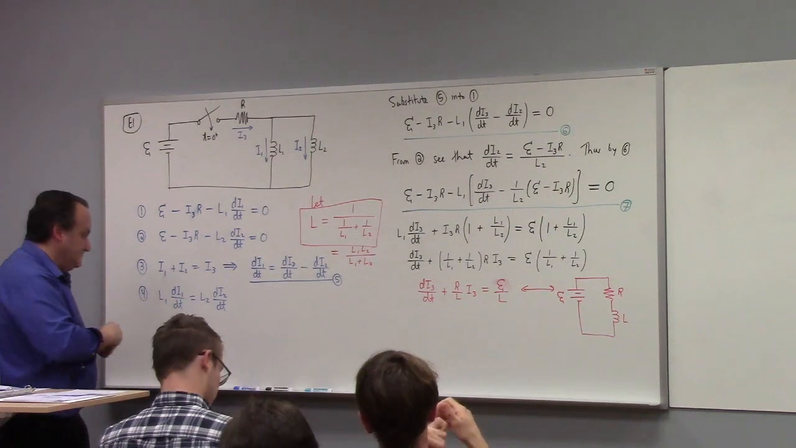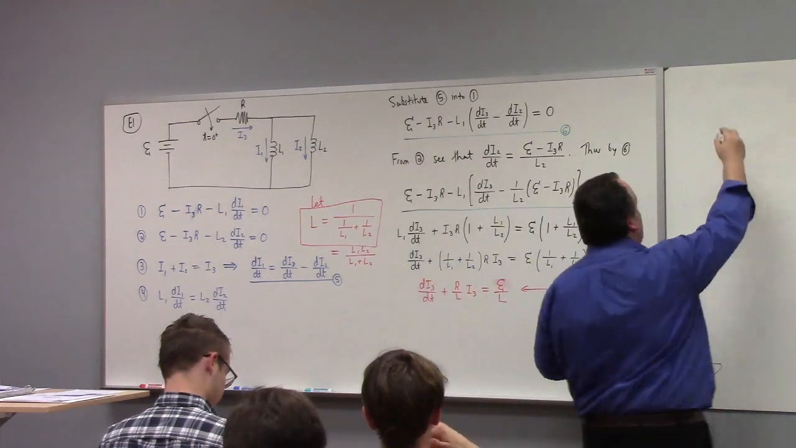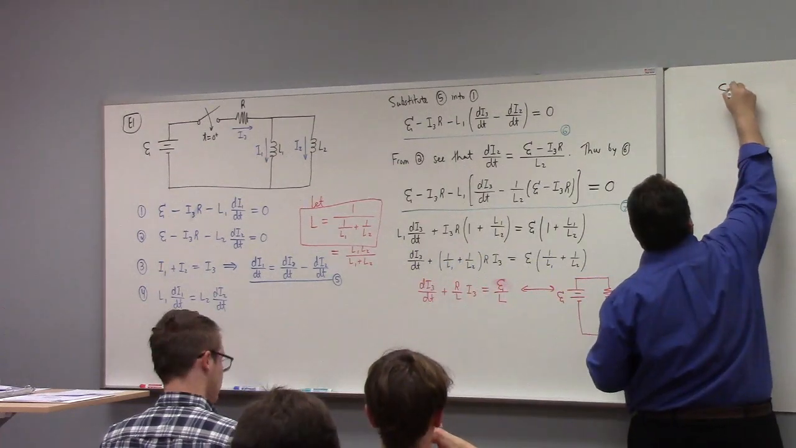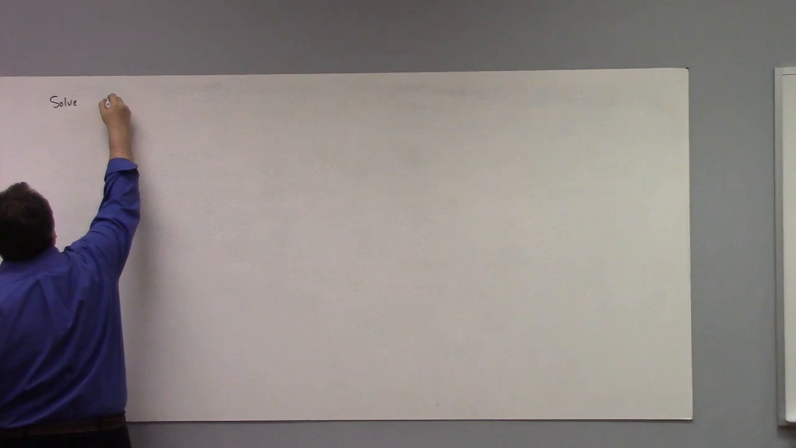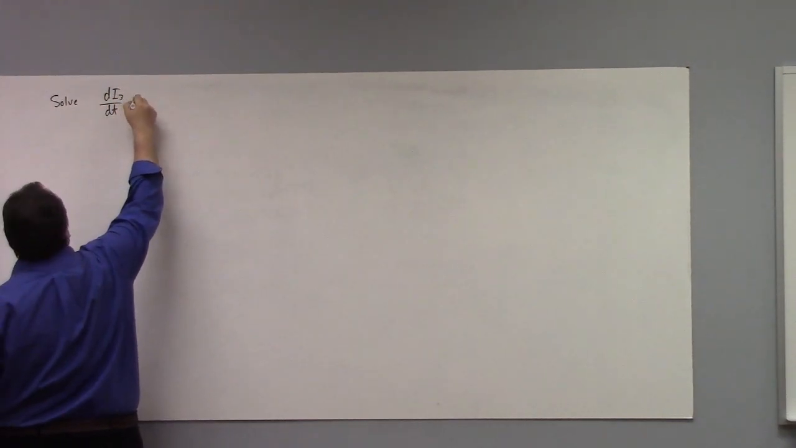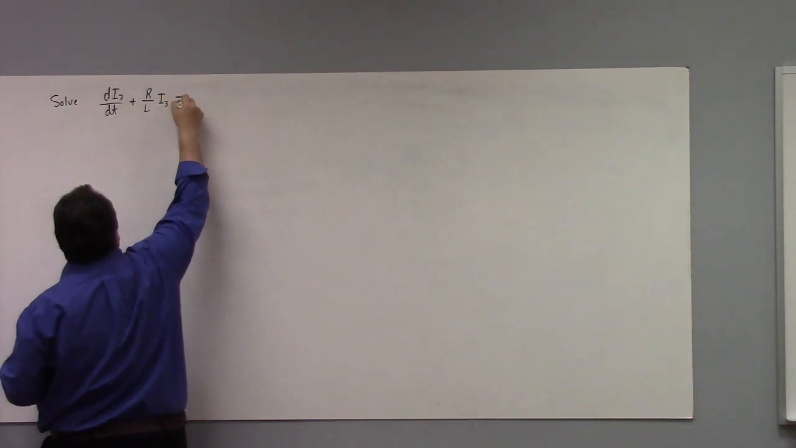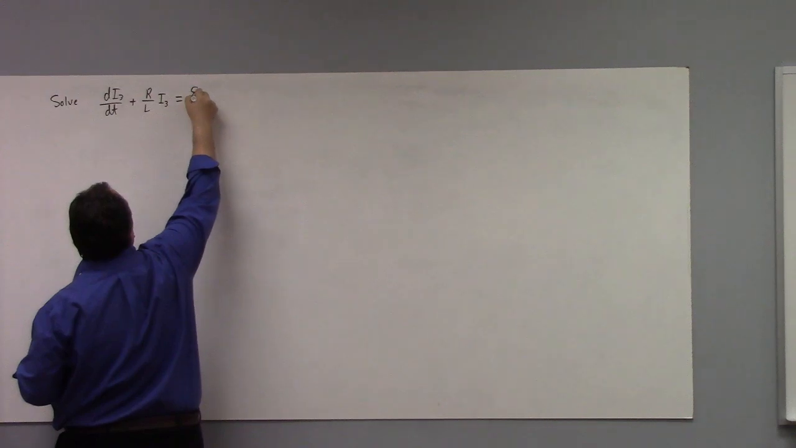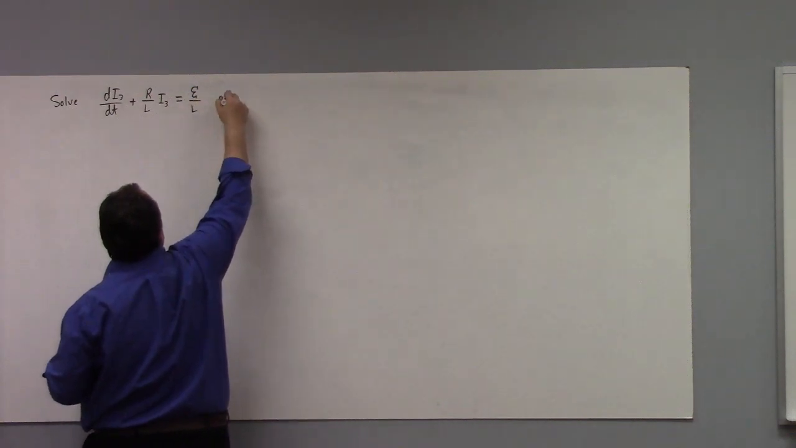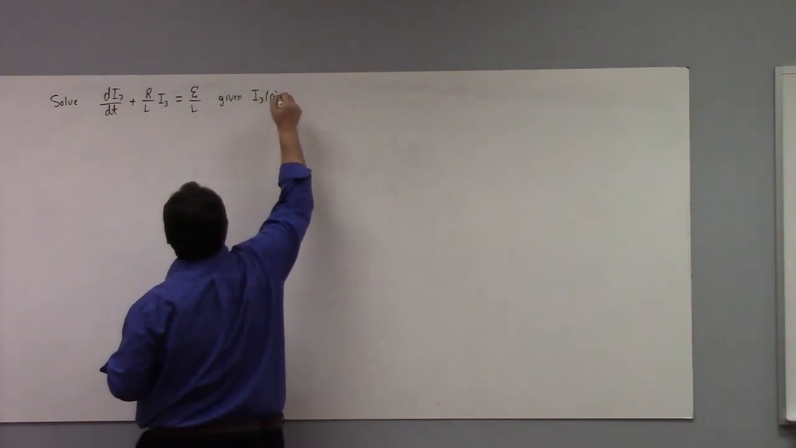What's the solution then? So let us solve di3/dt plus R over L I3 equal to E over L, given I3 of 0 equals what?